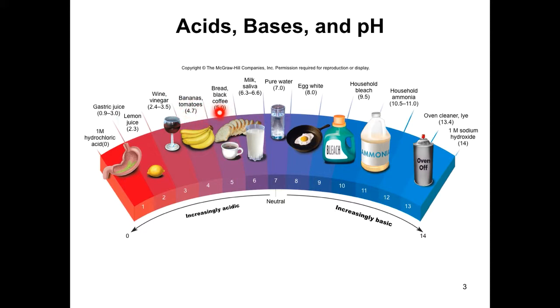Coffee, bread, these are a little acidic with a pH of around 5. Milk and saliva are both slightly acidic with a pH in the 6 range. Pure water, by definition, has a pH of 7.